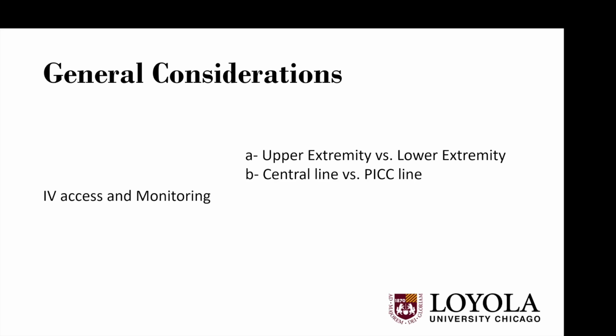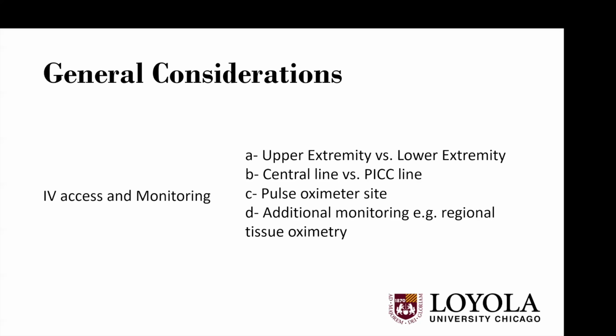If they access the femoral artery, then your blood pressure is not going to be accurate from the lower extremity blood pressure cuff. As I said, pulse oximetry site, we prefer it on the upper extremity, usually the same hand where you have your PIV placed. And same is true for the blood pressure cuff.